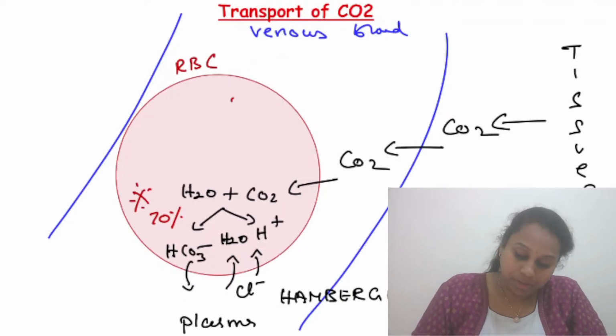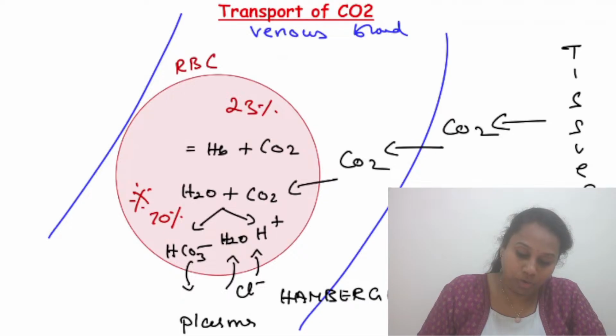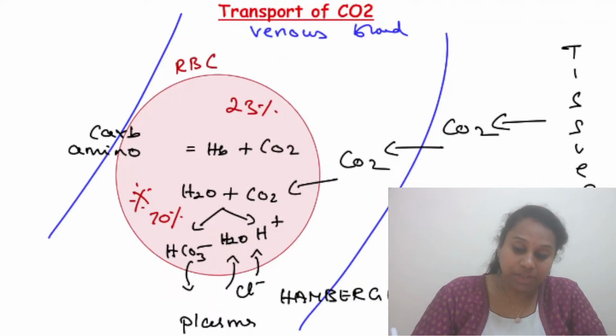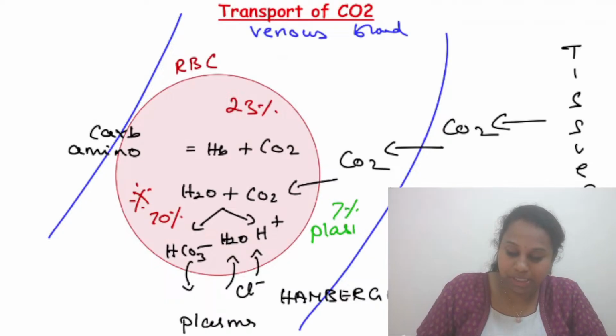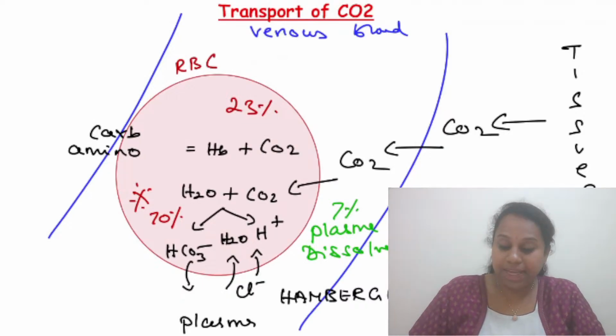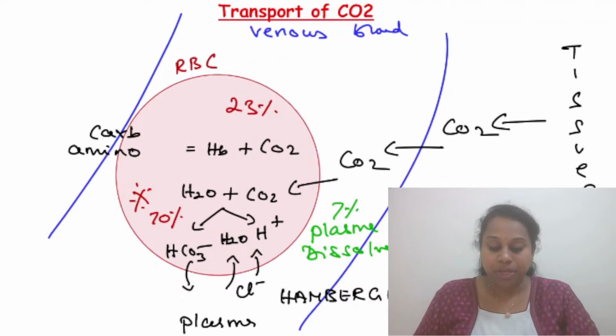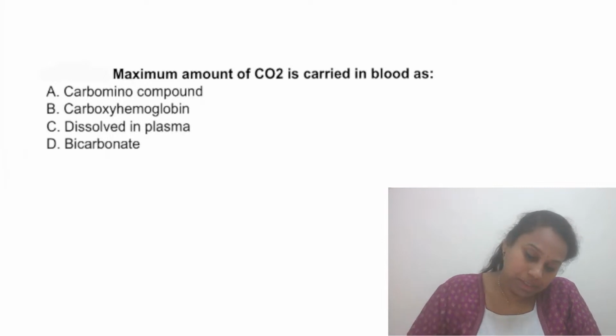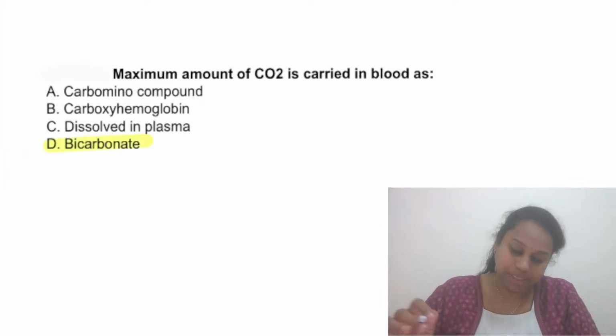The remaining 23% of CO2 combines with hemoglobin to form carbamino compounds. So this is the fate of 23% of carbon dioxide. 70 plus 23 is 93. What about the remaining 7%? The remaining 7% stays in the plasma as a dissolved form. According to Henry's law, dissolved form of any gas is directly proportional to its partial pressure. So this will contribute to partial pressure of carbon dioxide. So the major transport form of CO2 is, yes, bicarbonate. Maximum CO2 is carried in the blood as bicarbonate.